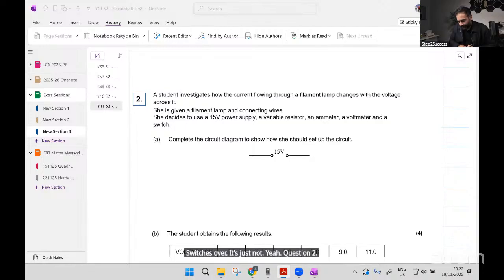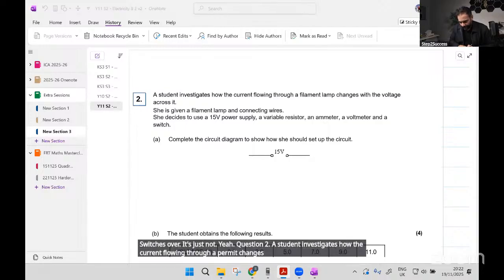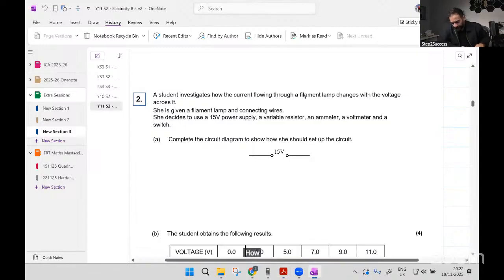Question two. A student investigates how the current flowing through a filament changes with the voltage across it. Complete the statement. Okay, I need to read the question. How the current changes with the voltage across it. She's given a filament lamp.